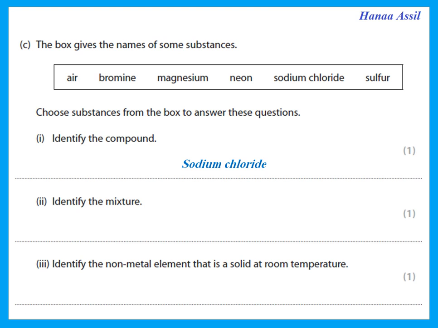Identify the mixture. Which of these is a mixture? Well, from the choices, you should realize that air is a mixture of gases. Identify the non-metal element that is a solid. So you're looking for something that is non-metal and a solid. Non-metals in this list are bromine and neon, but the one that is a solid is sulfur.